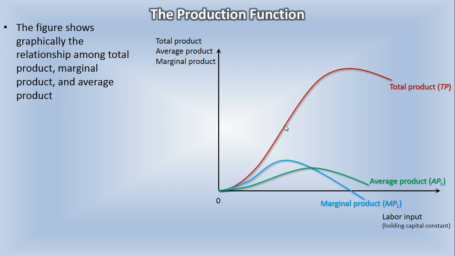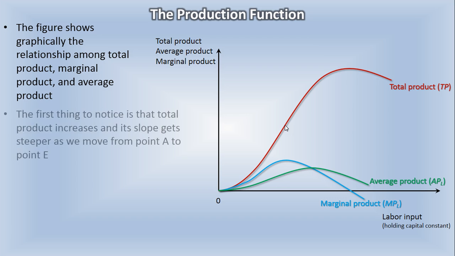We've got our total product curve, which again represents the total amount of output that can be produced as we employ more units of our variable input, which is labor. So we have labor on the x-axis. And then on the y-axis, if we're looking at the total product curve, then we're going to look at total product. If we're looking at the marginal product, we'll look at marginal product, and if we're looking at average product, we'll look at average product. So the figure shows graphically the relationship amongst total product, marginal product, and average product.